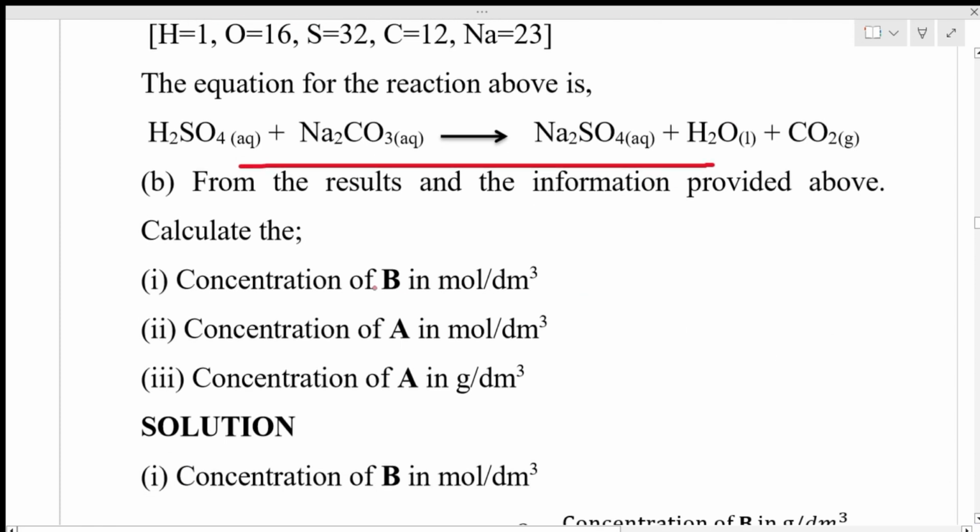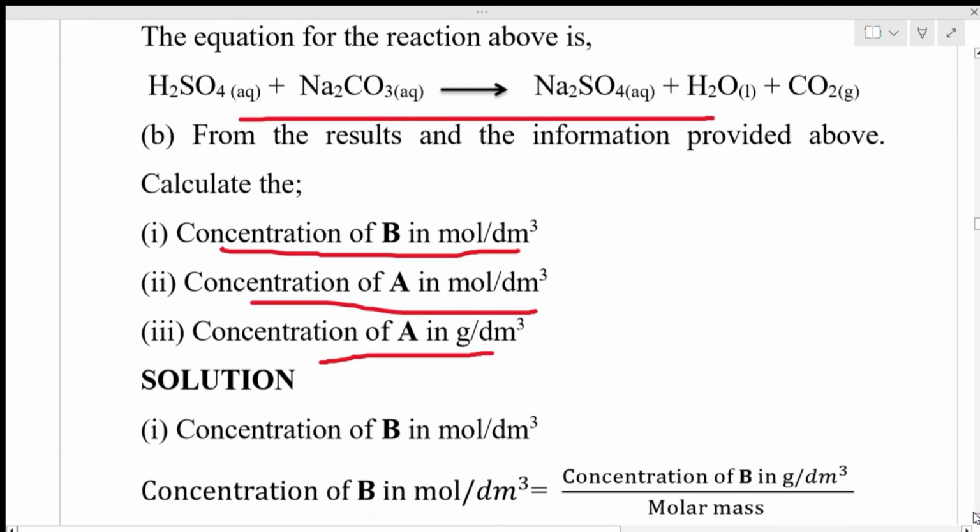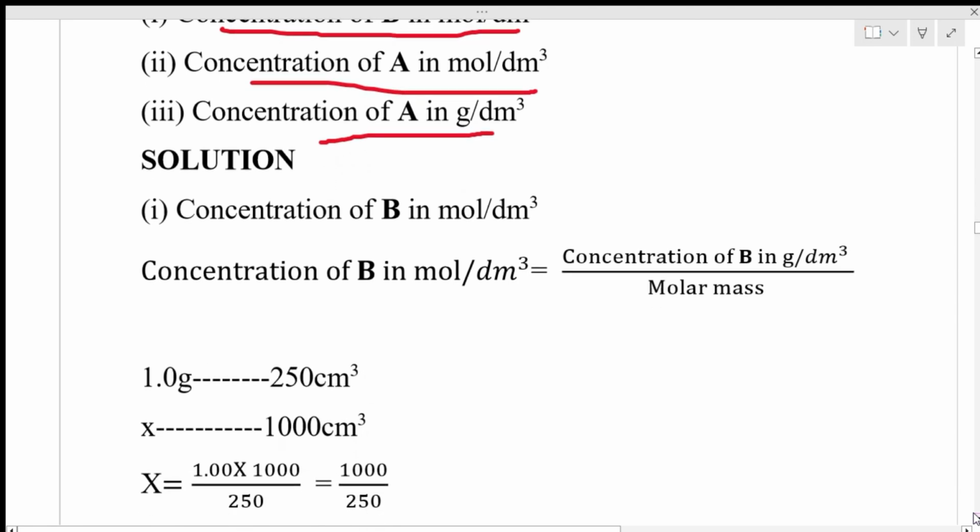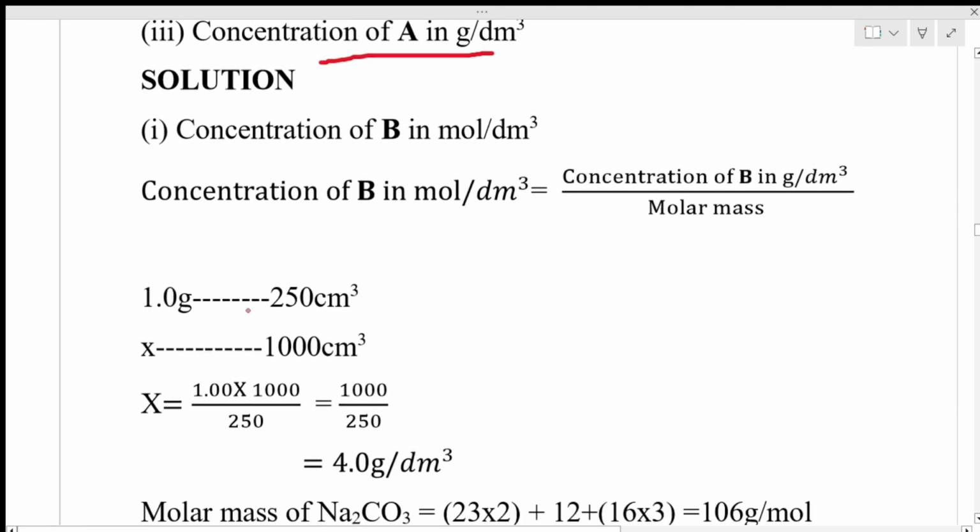Let's calculate the concentration of B in mole per dm³, of A in mole per dm³, and of A in gram per dm³. It's kind of repetition, but this question is unique because there are some things we need to quickly convert. This one is given in gram in 250 cm³, not per dm³, so we cannot substitute it here. We are going to convert it to gram per dm³, which is the standard unit. That's why we go through all these processes.